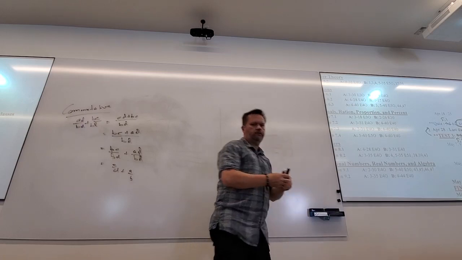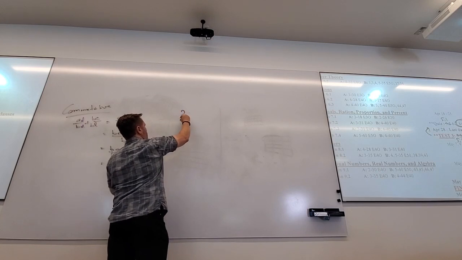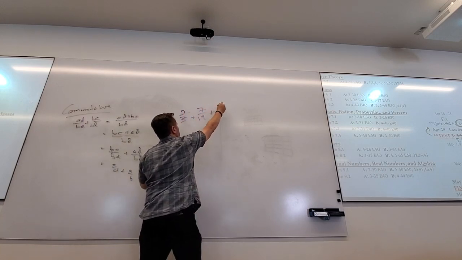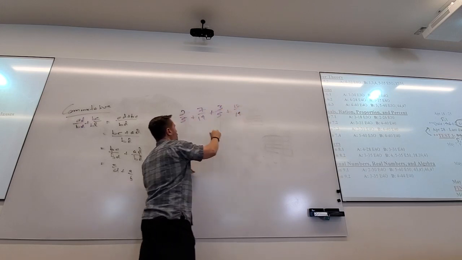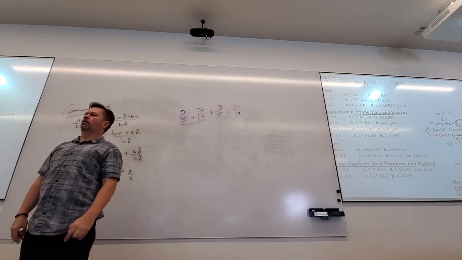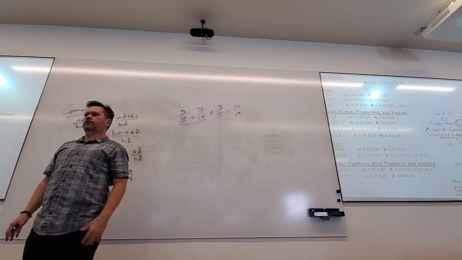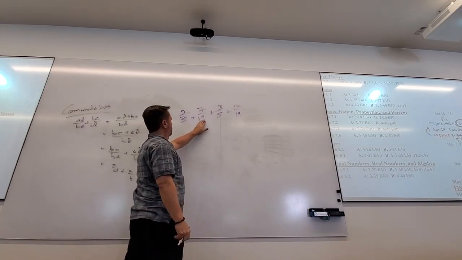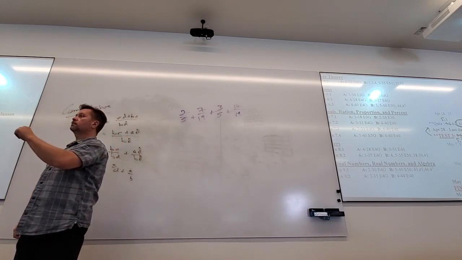If I had to add these fractions together, 2/5 plus 7/19 plus 3/5 plus 12/19. Why am I not going to start here? Let me get a common denominator. What are you going to do instead?